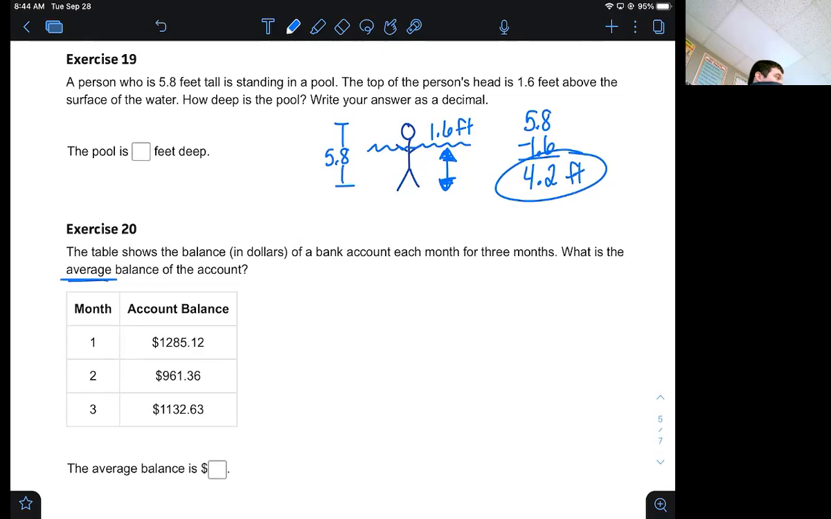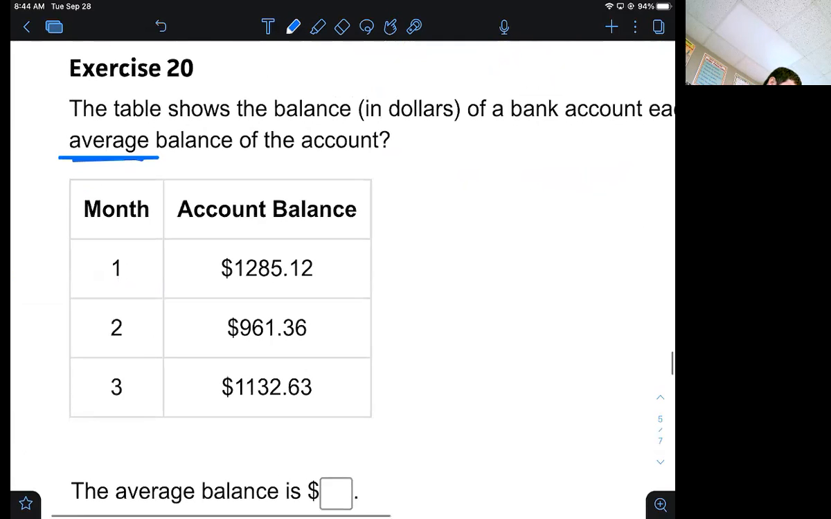That's correct. Now, do I always divide by 3? Okay, yep, add them all up and divide by however many I have. In this case, 3 months, I'm going to divide by 3. So I need to add, and I know this is going to be a pain because they're sitting right there staring at you, but I need to put it on my paper.